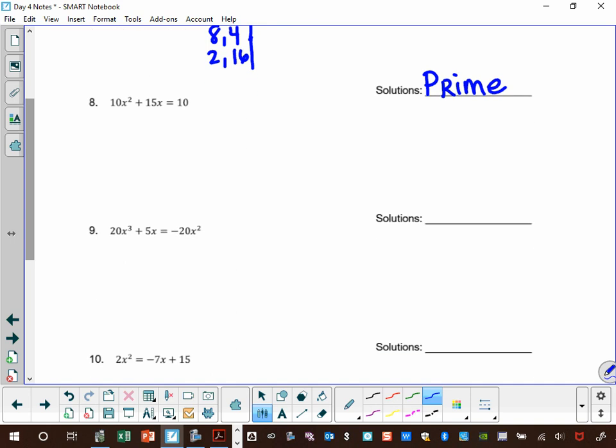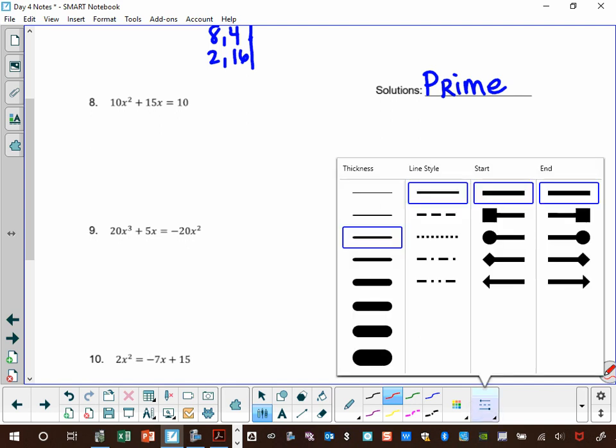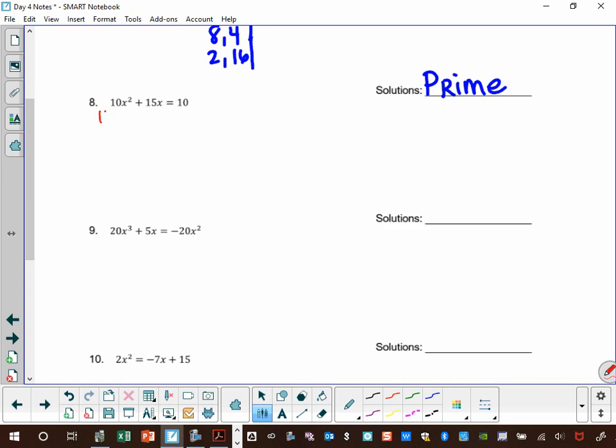Number 8. All right, you guys notice how now we have an equal sign? I want everything to the left of the equal sign. So what needs to move? The 10. So positive 10. So when I move it, it becomes what? It becomes negative 10. So I have 10x squared plus 15x minus 10. What goes after that equal sign now? 0.